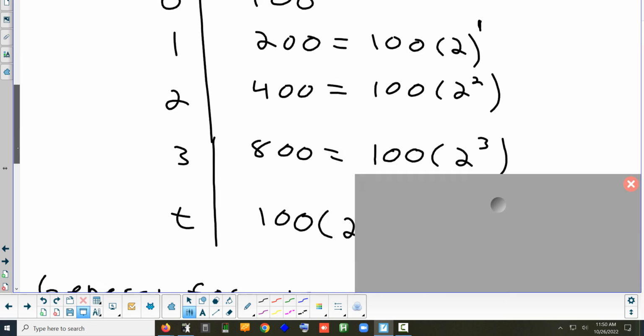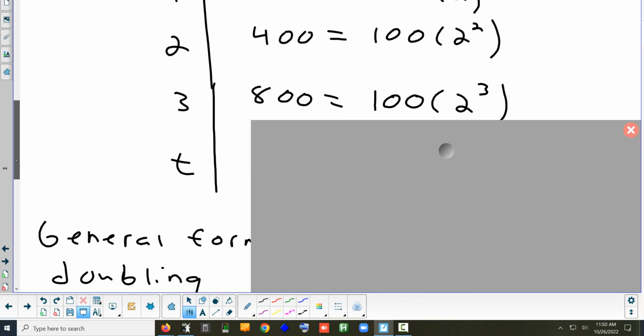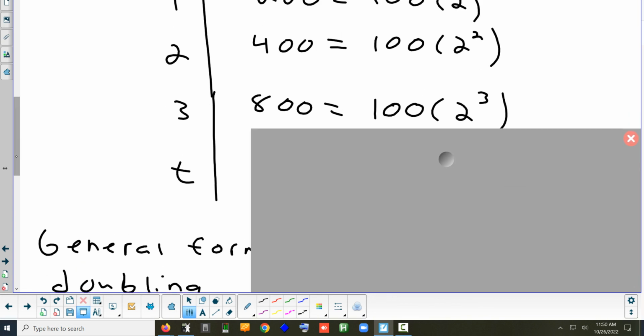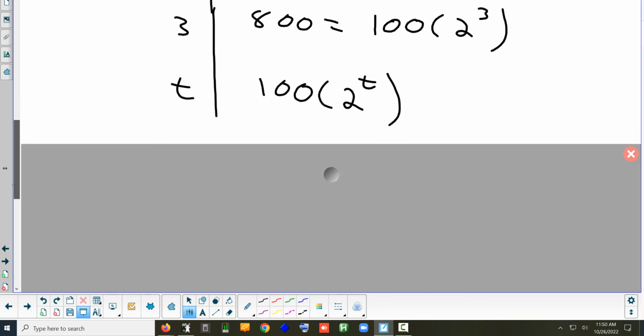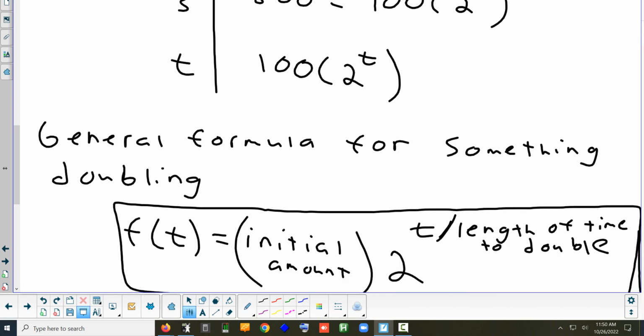So, what do you think we would have if t hours have gone by? You just replace the exponent with a t. So in this case, it would be 100 times 2 to the t. And in general, it's the initial amount times 2 to the t.